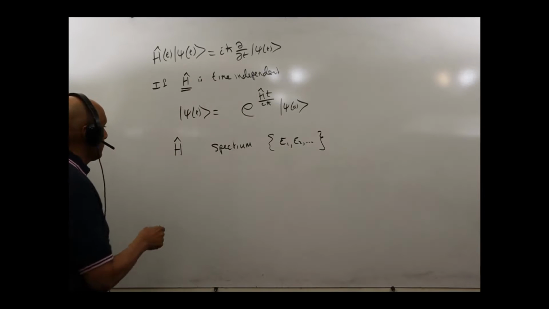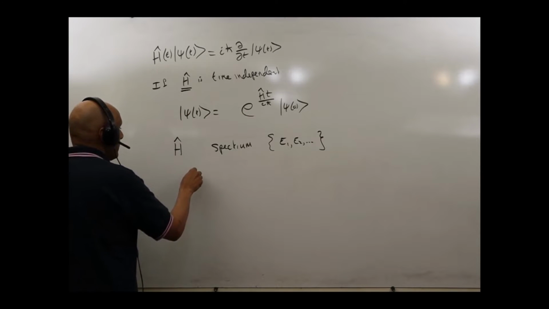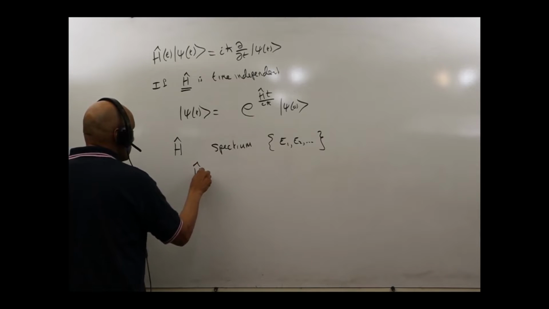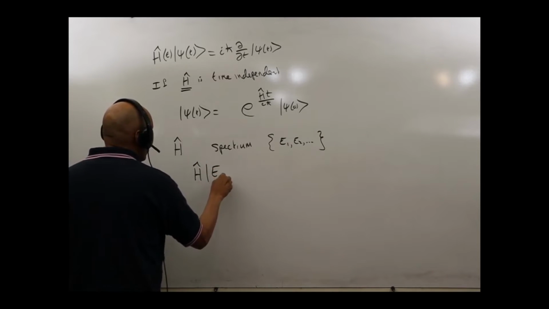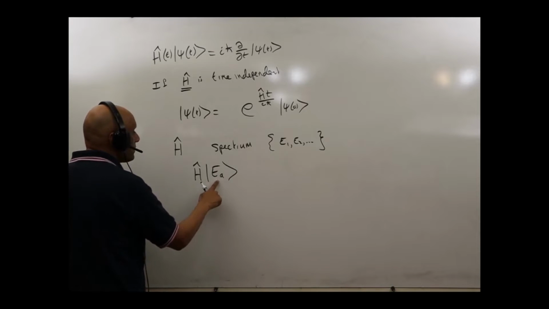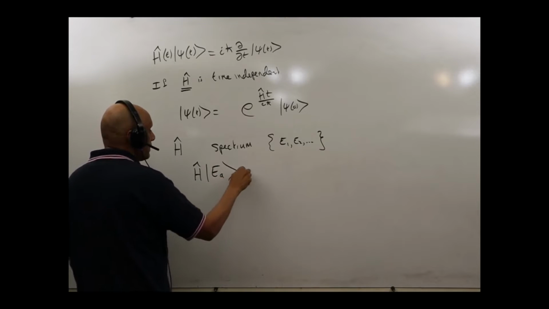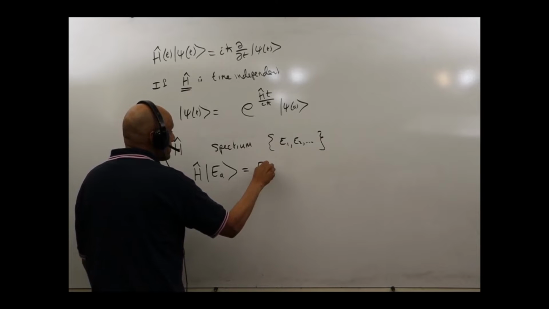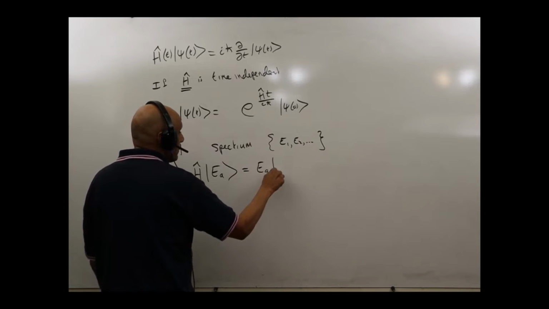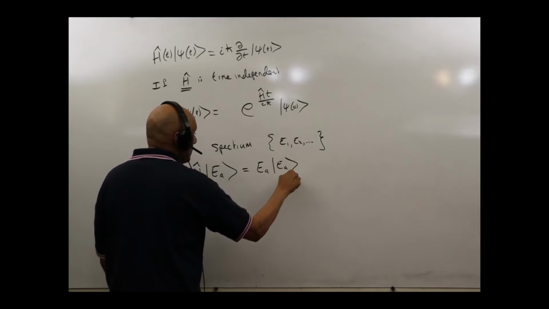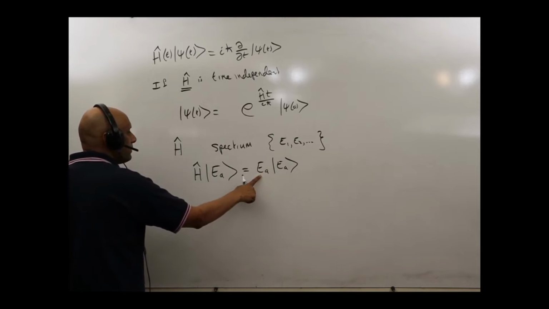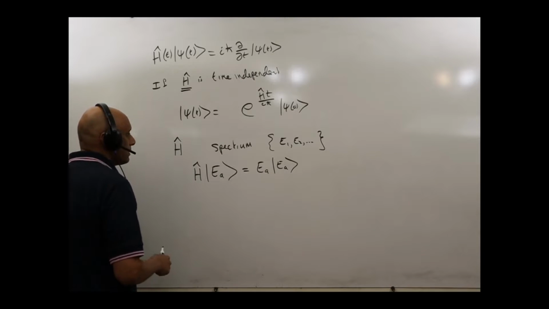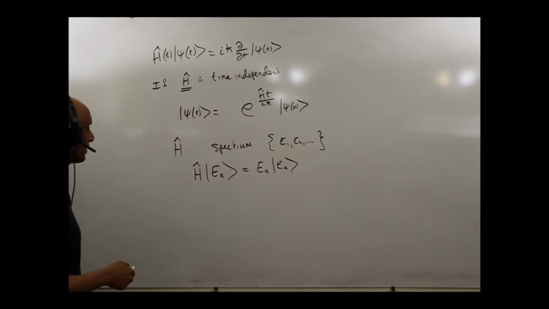So once we have this Hamiltonian, we have the eigenvector equation. I'm going to label one of the energy eigenstates as |E_a⟩, corresponding to the eigenvalue of the energy E_a. So we have the eigenvalue and the eigenstate, and this is the eigenvector equation.